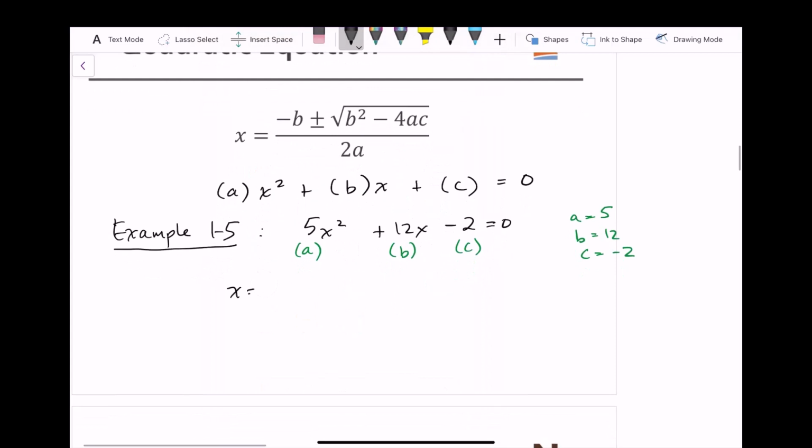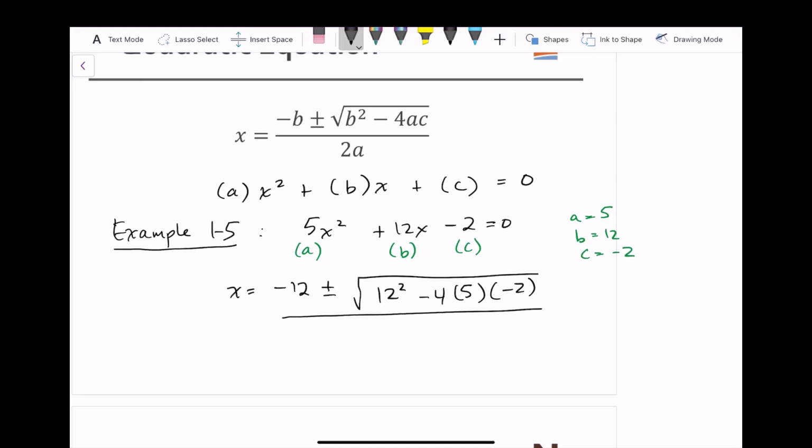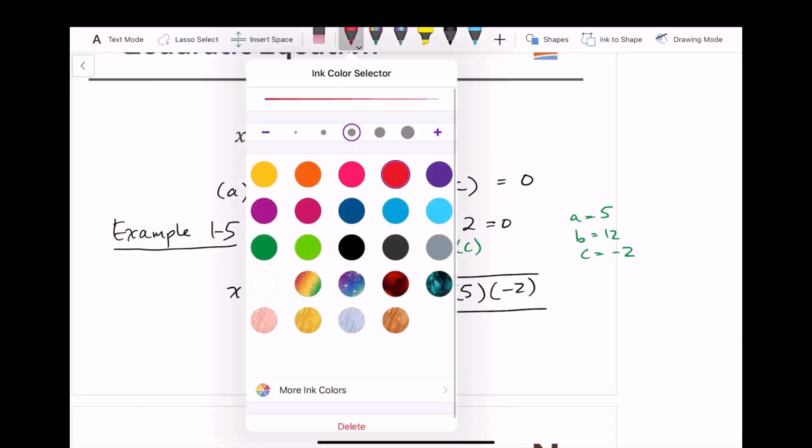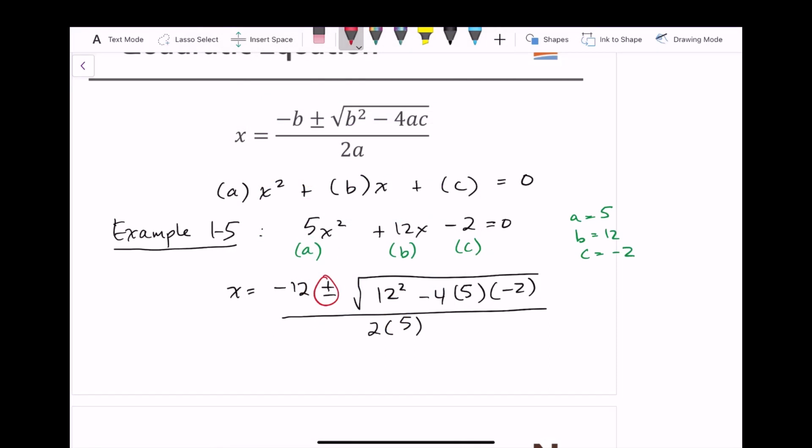So x is equal to negative 12 plus minus the square root of b squared, which is 12 squared, minus 4a, which is 5, c, which is negative 2, all over 2 times a, which is 5. Now you see that we have plus minus. That means that this is actually two equations shown in one instance here.